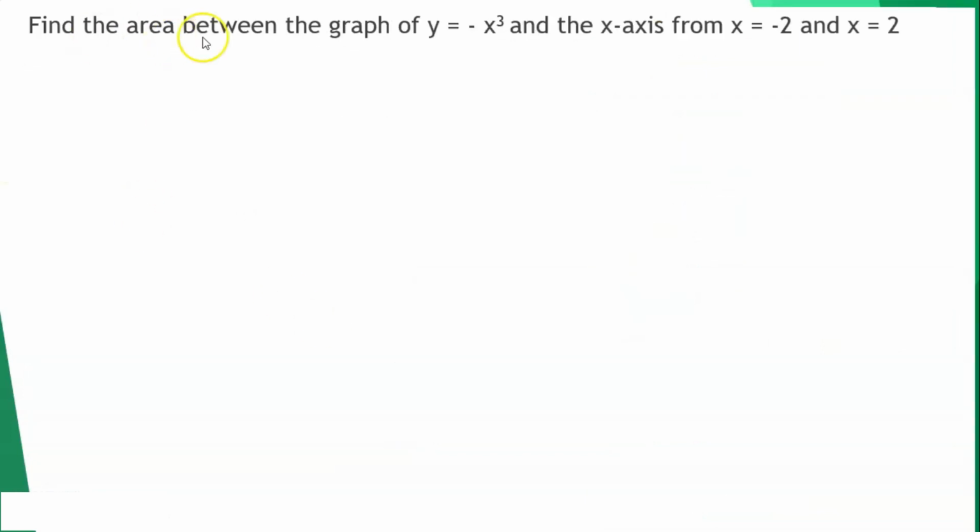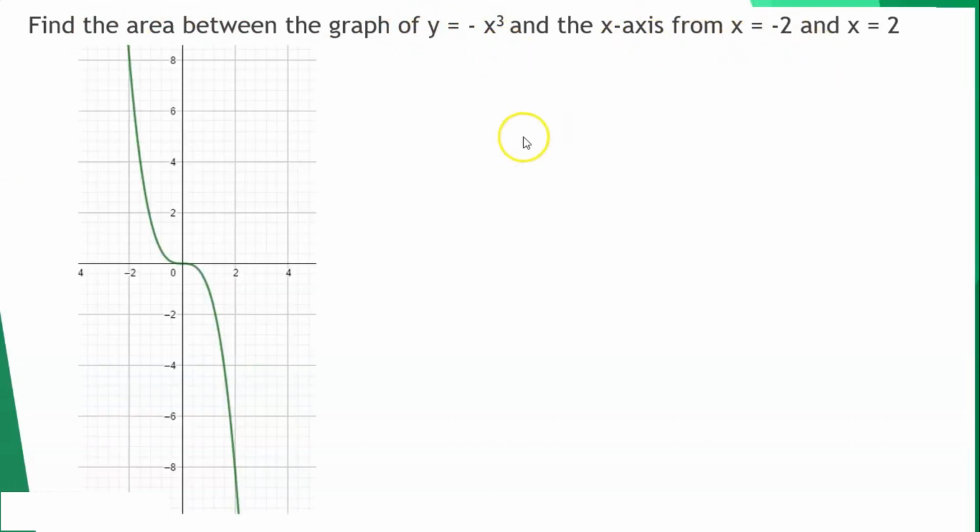Okay, another example. Find the area between the graph y equals -x cubed and the x-axis from -2 until positive 2. So take note, graphing -x cubed, it looks like this. So starting from -2 until positive 2. So take note, you have two sets of functions here. So to do this, we will have multiple functions. So find the area of this curve and find the area of this curve, then add.